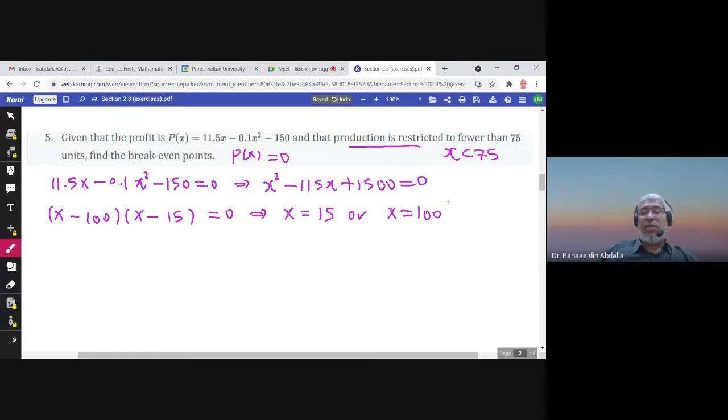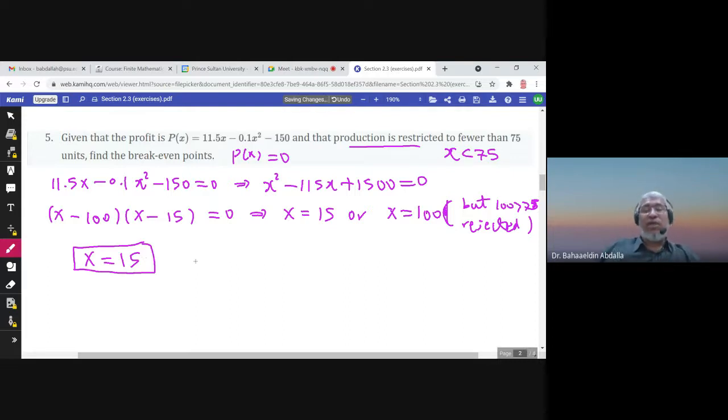But 100 is greater than 75. He said that the production should be fewer than 75. So this value of x is rejected, and the answer is 15. So this is the number of units produced and sold. We get the break-even point.